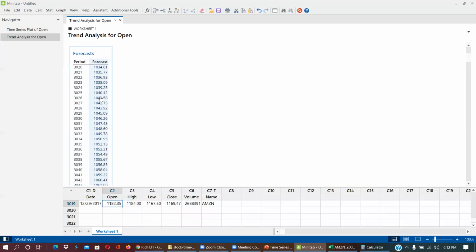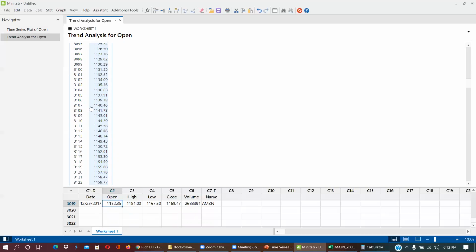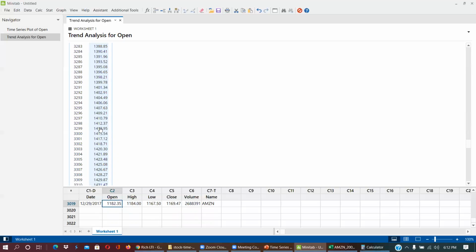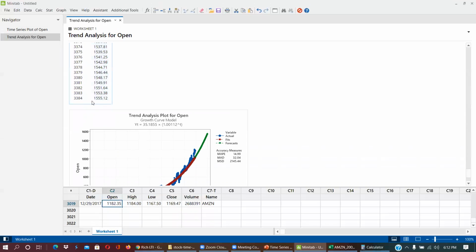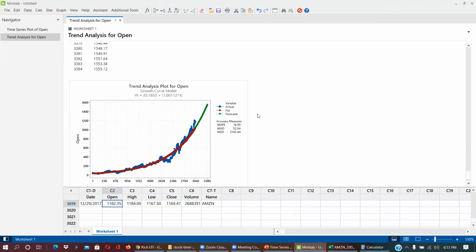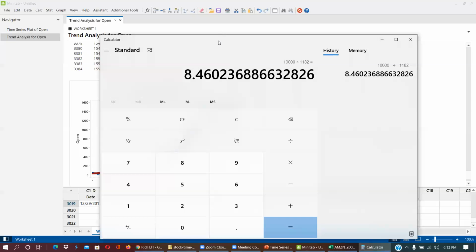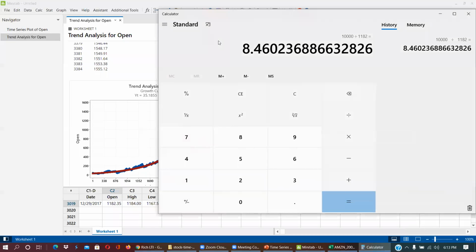3020 day, and we need 365 days. So I can see that after 365 days the value will be $1,555. So how much money did I invest, how many stocks do I have? I have almost 8.4, 8.5, and now the value after 365 days is going to be 1,555.12.